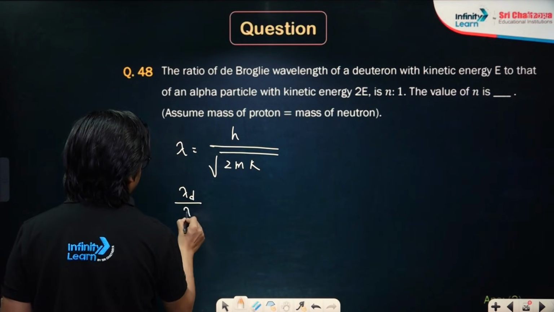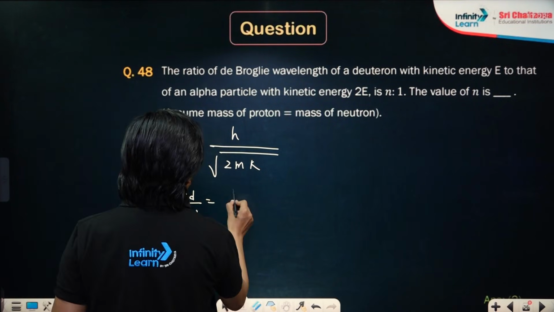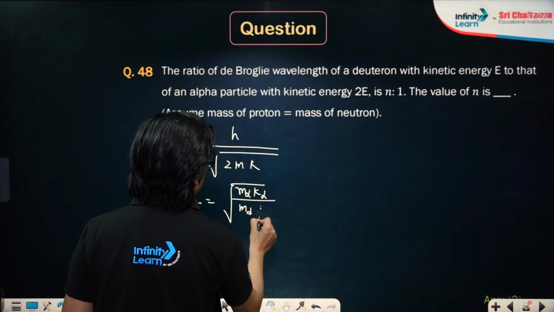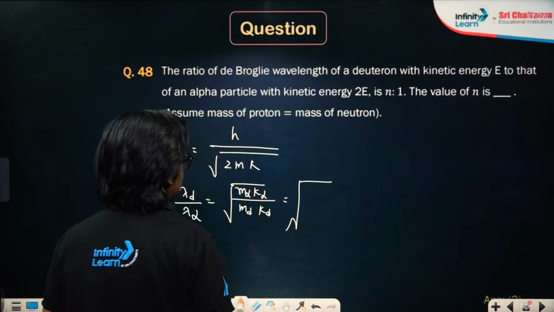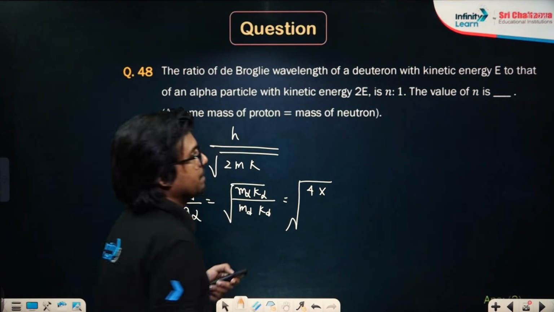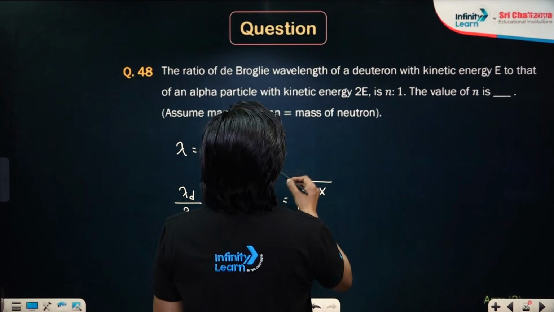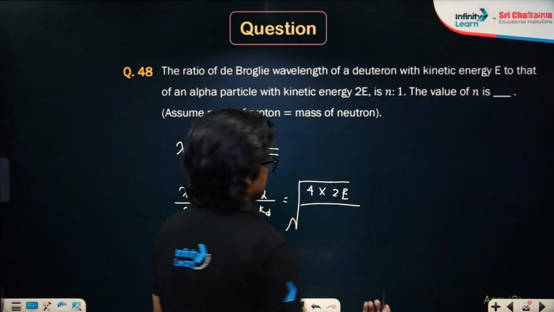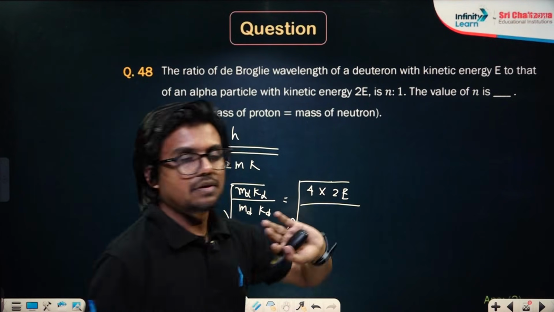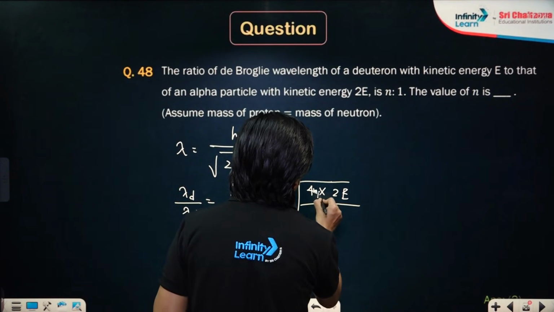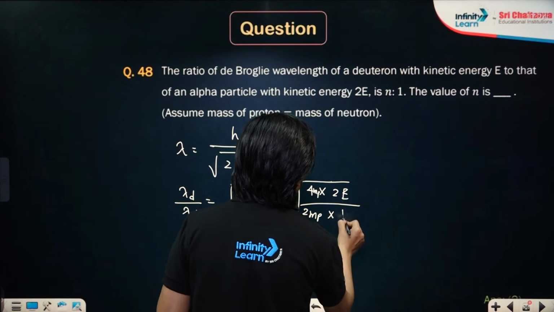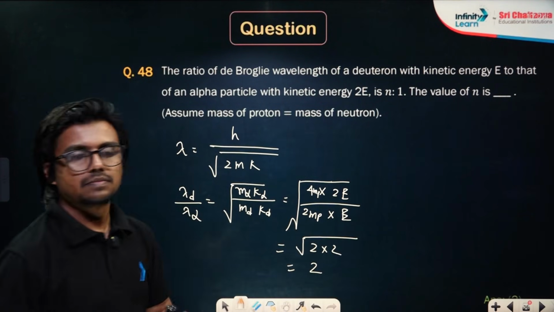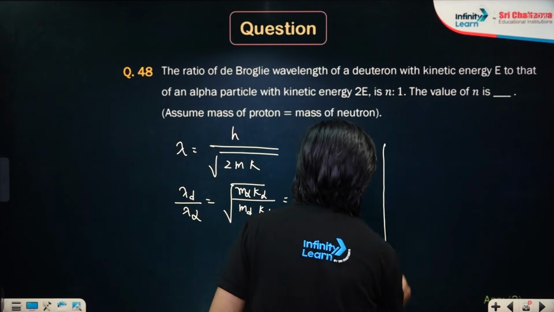lambda d by lambda alpha comes out to be the square root of m alpha K alpha divided by m d K d. You can now write the square root of the mass of the alpha particle, that is 4 times the mass of a proton, times the kinetic energy of the alpha particle, that is 2E, divided by the mass of the deuteron, that is 2 times the mass of a proton, into energy E. Now you can write square root of 2 into 2, and this comes out to be just 2. So you can write lambda d by lambda alpha.